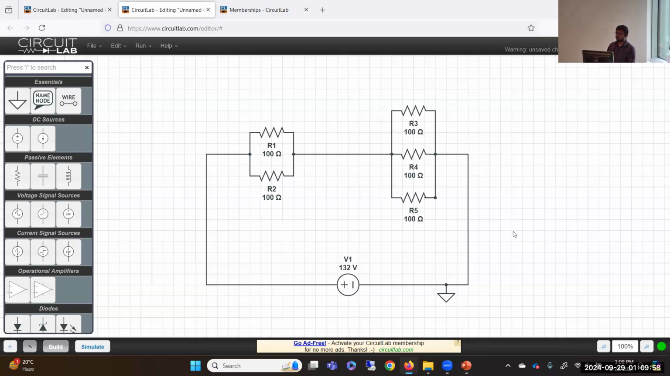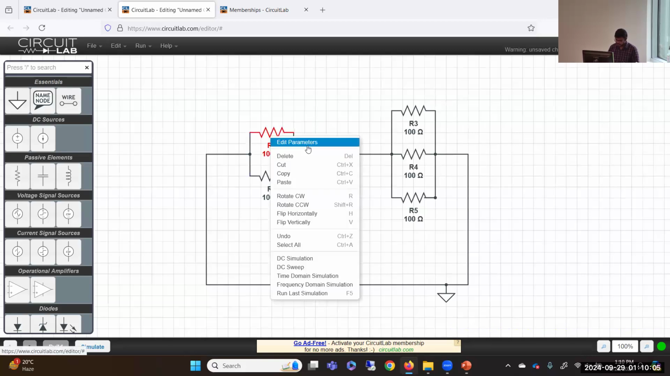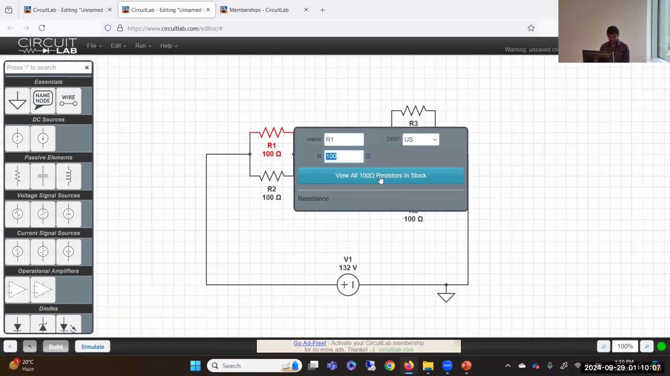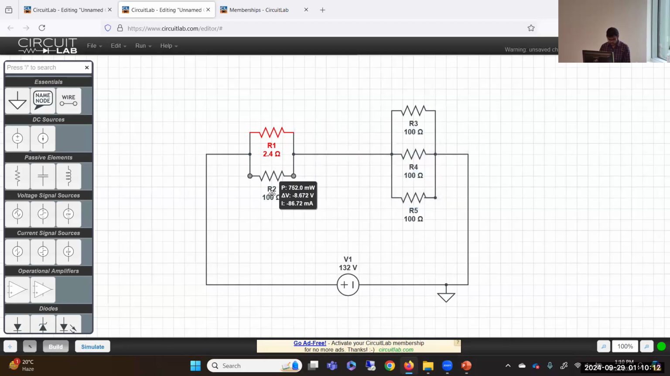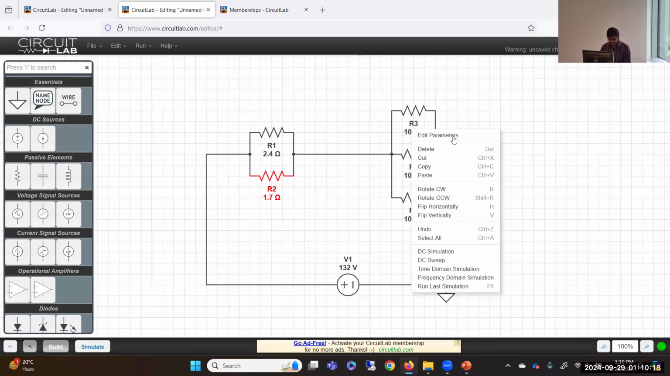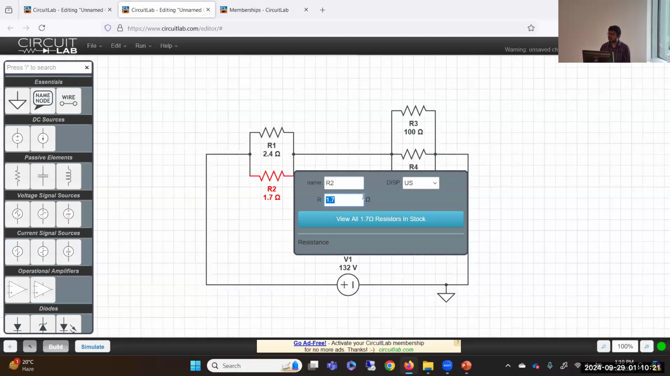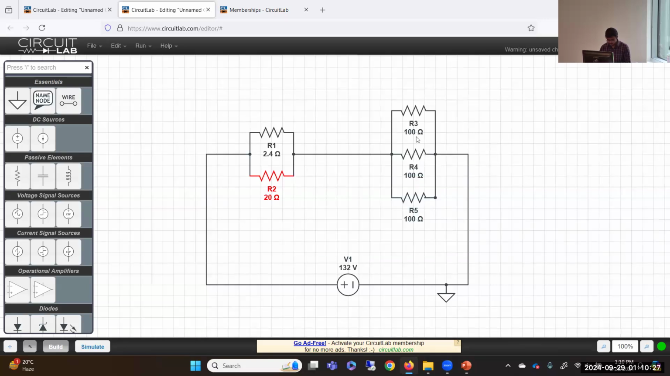Complete, right? So there was the circuit. We have 5 resistors. Now we just need to change the values of the resistor. You can go to parameters. What was the value? It was like 2.4, right? 2.4 plus 1.7. What is the value of this? 2036. Okay. Oh, it changed.